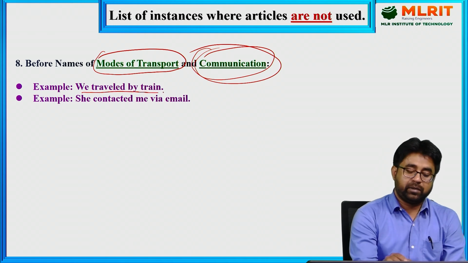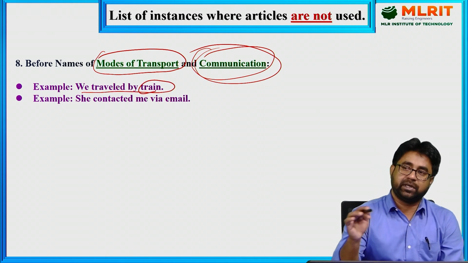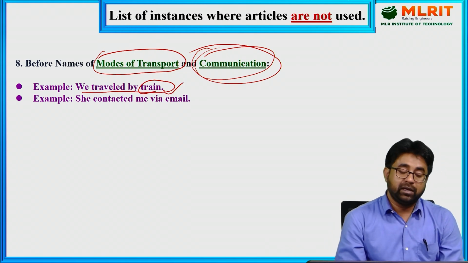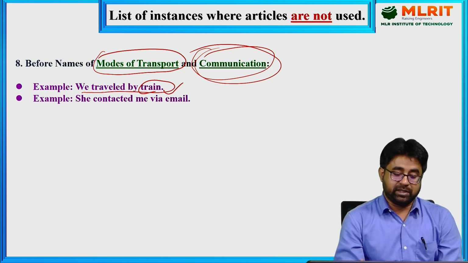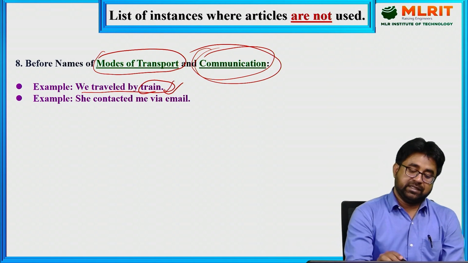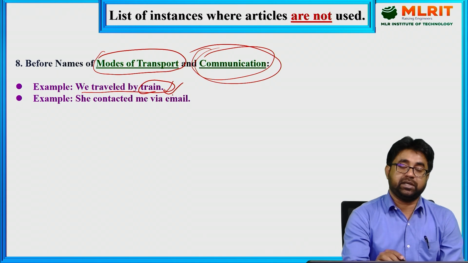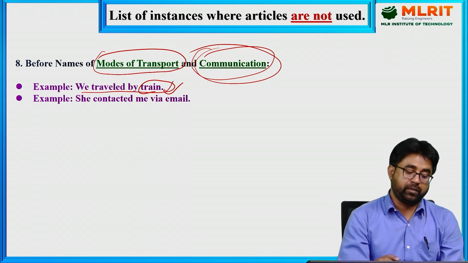Now, we traveled by train. Here you have to understand that I'm not talking about the train as a particular vehicle, right? In this sentence, train is being used in the sense of a mode of transportation. I am using the word train in this sentence to denote a mode of transportation, not a particular train or a particular kind of vehicle. You have to remember that.